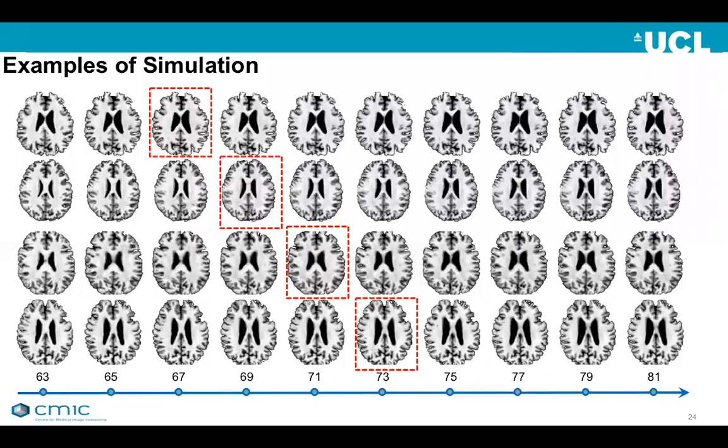And here are a few more examples. Each line is the simulation of a different patient. The red block is the input image, and the ones outside the block are the simulated images. Again, you can see the ventricles expanding, and you can barely see the volume shrinking of the brain.